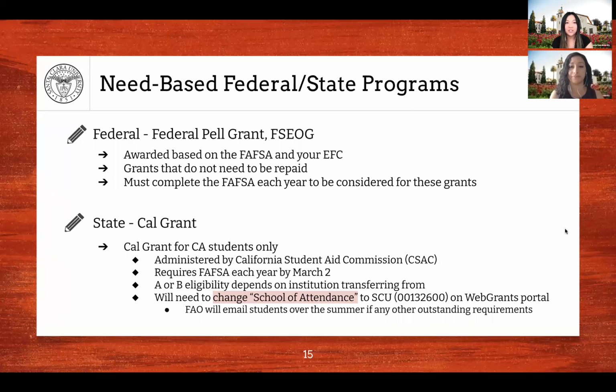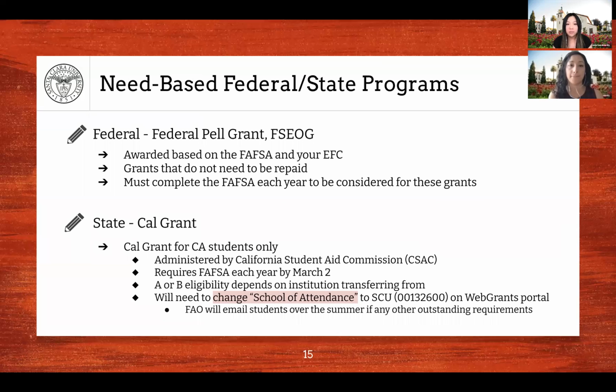Okay, and then in terms of need-based federal or state programs, for the federal programs, we have the Federal Pell Grant and FSEOG. Both of these are awarded based on the student's FAFSA and the expected family contribution, grants that don't need to be paid back. And in order to be considered for it each year, the student will want to do the FAFSA every year.